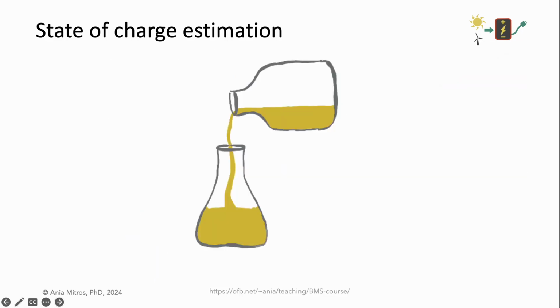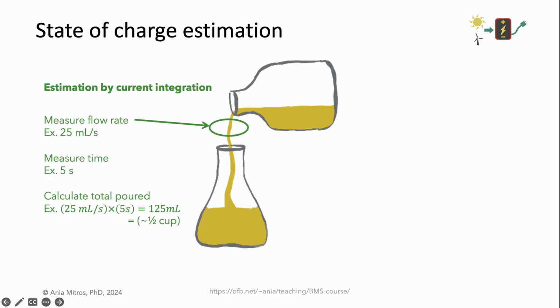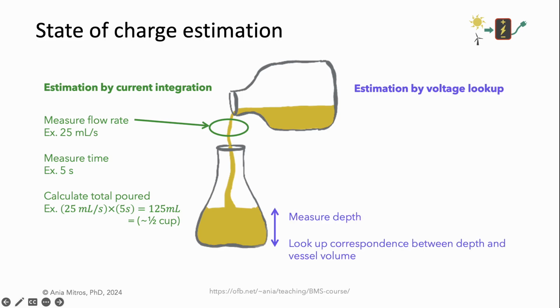To put this in more intuitive terms, consider charging a battery to be like filling a vessel. Estimation by current integration is analogous to measuring the flow rate, measuring the time, and calculating the total poured. If we pour at 25 milliliters per second for 5 seconds, we've added 125 milliliters to the vessel. Estimation by voltage is like looking at the lines on a measuring cup. Measure the depth and look up the correspondence between depth and vessel volume.